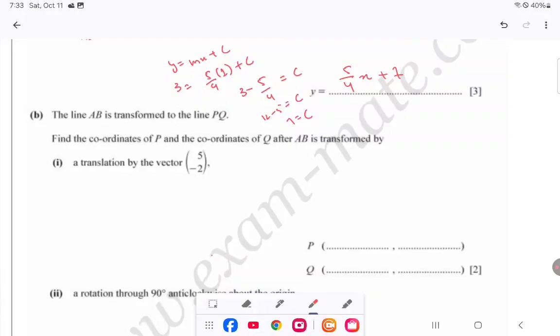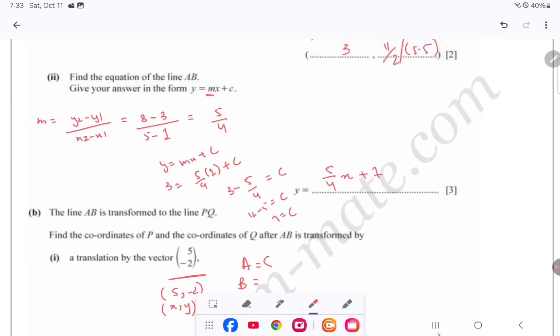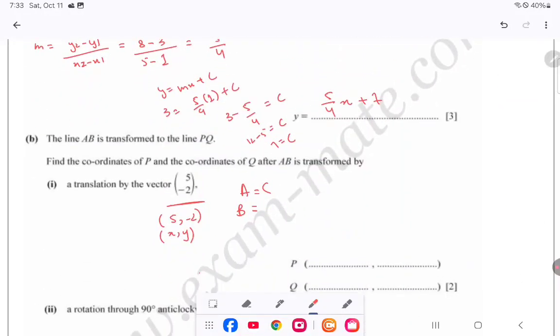For part C, the line AB is transformed to the line PQ. Transform means AB is added to PQ. Find the coordinates of P and the coordinates of Q after AB is transformed. This is given in vector form. We can simply write it as (5, negative 2), which is our x, y. For A and B, A is (1, 3), B is (5, 8).